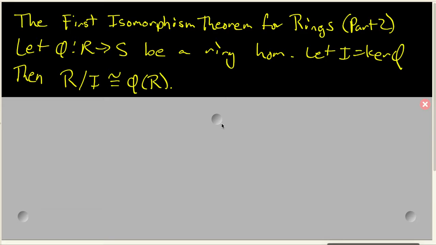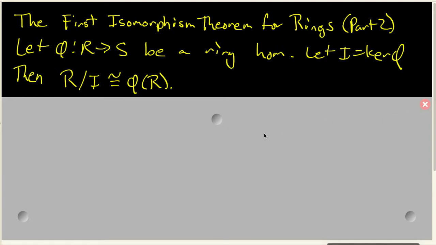In this video, we continue to look at the proof of the first isomorphism theorem for rings. The first isomorphism theorem says, if phi is a ring homomorphism from R to S, and I is the kernel of phi, then the quotient ring R mod I is isomorphic to the image of phi.